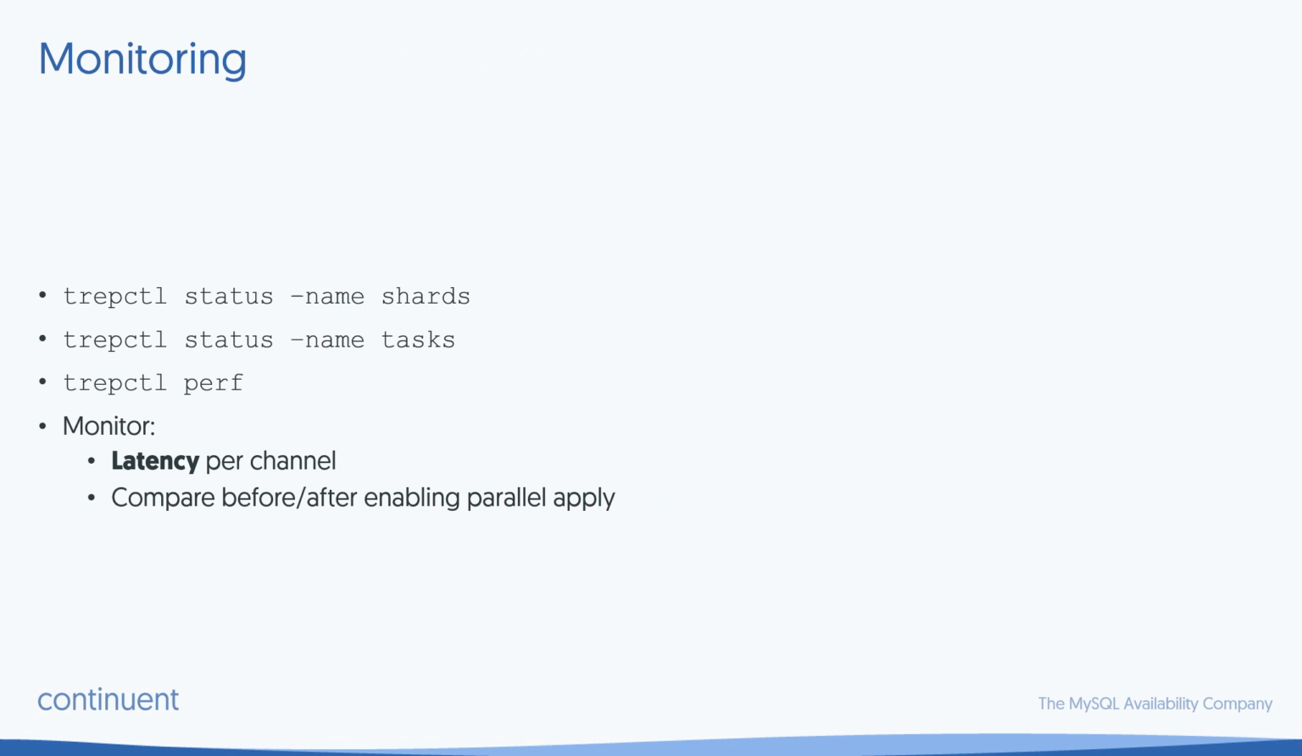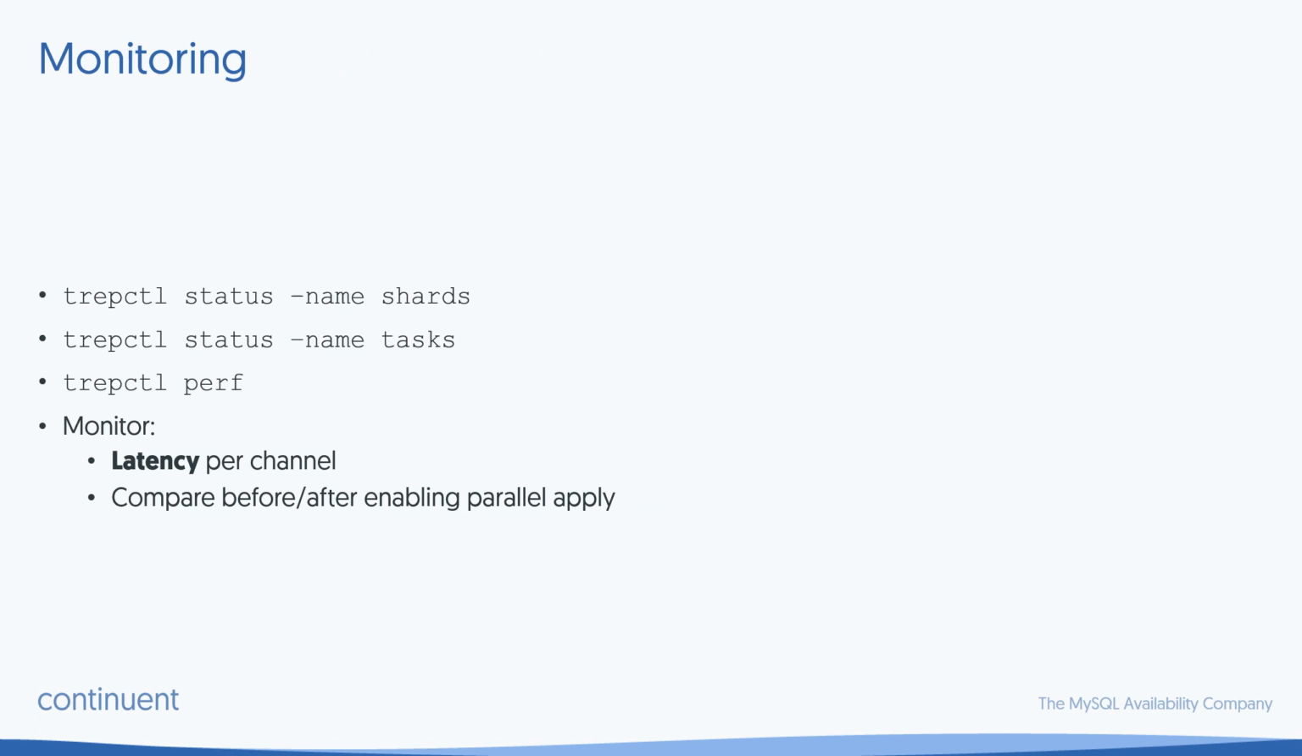So further monitoring, the trepctl status, we've covered this in many training sessions before. This just gives you the general status of the replicator. When parallel apply is enabled, there will be a property in that status output called channels, and that will be a value that's greater than 1. That indicates parallel apply is enabled. Additionally, the options of -name shards and -name tasks will give you further information.